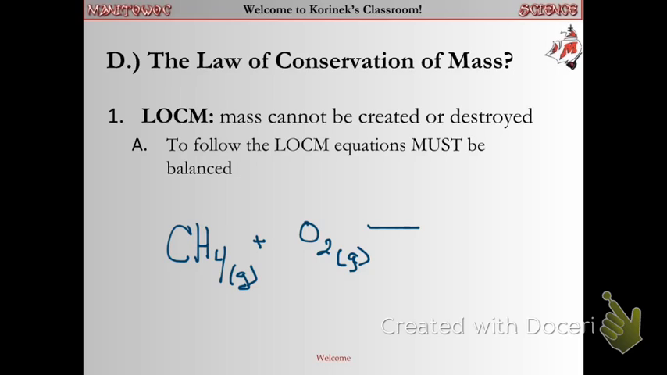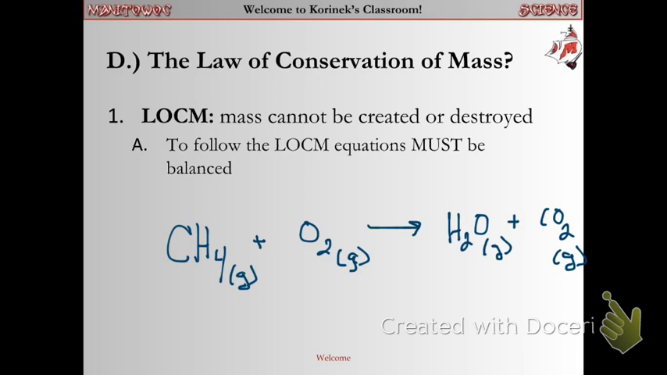Oxygen gas. And the result of this combination is going to be water. So H2O, we're going to call it a gas for now. And carbon dioxide, CO2. We're also going to call that a gas. Okay? Now, knowing what you know about balancing chemical equations, this particular equation right now, as written, is not balanced.